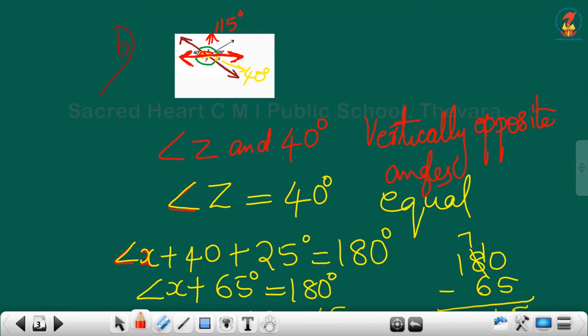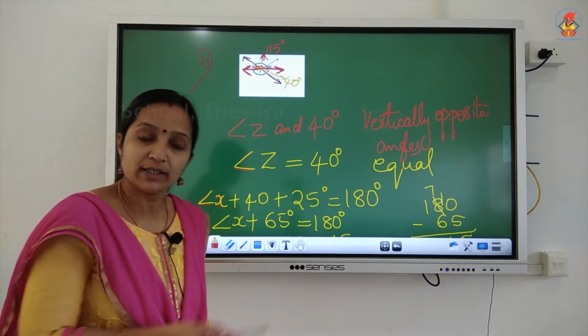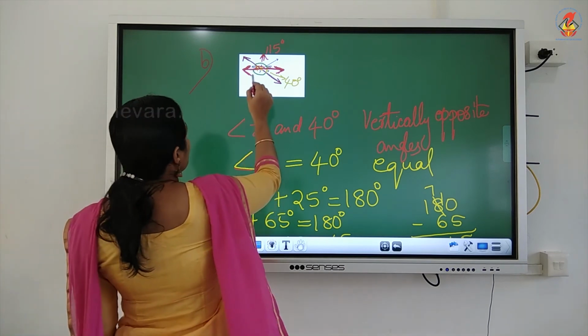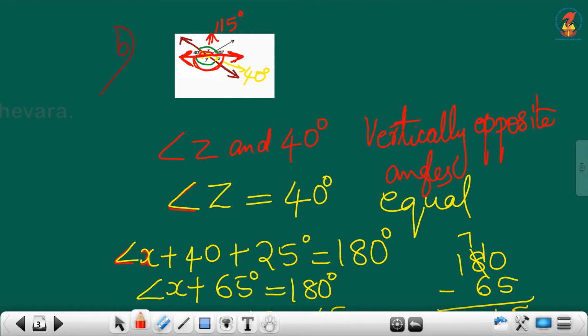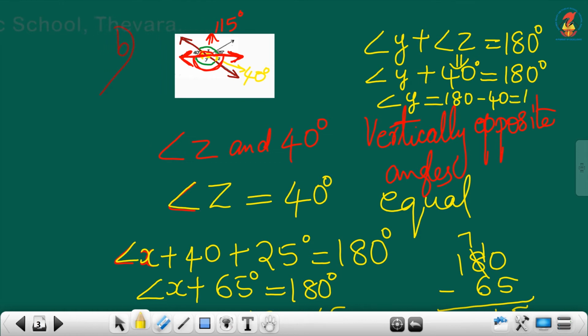Now we have to find the value of Y. There are two methods. You know that this is a straight line, and these angles are on this straight line. Angle Y plus angle Z is equal to 180 degree. We already found angle Z is 40 degree because they are vertically opposite angles. So angle Y plus 40 degree is equal to 180. What is the value of angle Y? 180 minus 40 is 140 degree. This is one method for finding the value of Y.